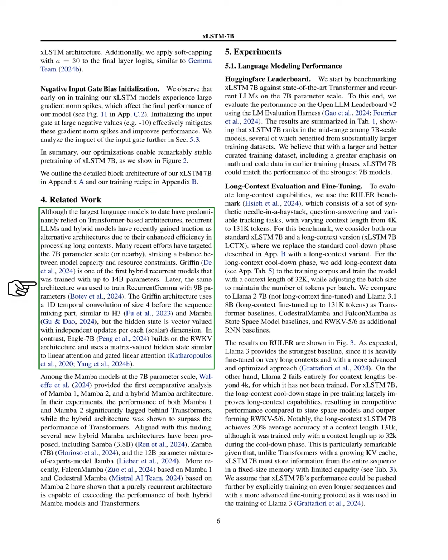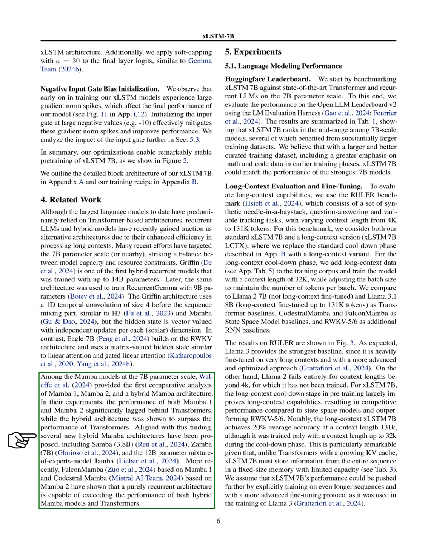In terms of related work, while most large language models have relied on transformer architectures, we see a growing interest in recurrent and hybrid models for their efficiency in handling long contexts. Recent efforts have focused on the 7B parameter scale, balancing model capacity with resource constraints. Notably, Griffin was one of the first hybrid recurrent models trained with up to 14B parameters, followed by RecurrentGemma with 9B parameters. The Griffin architecture employs a specific convolution before sequence mixing, while Eagle 7B builds on the RWKV architecture with a matrix-valued hidden state.